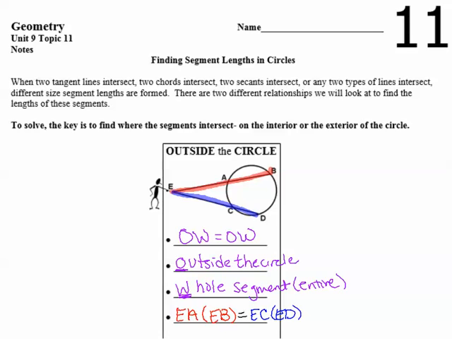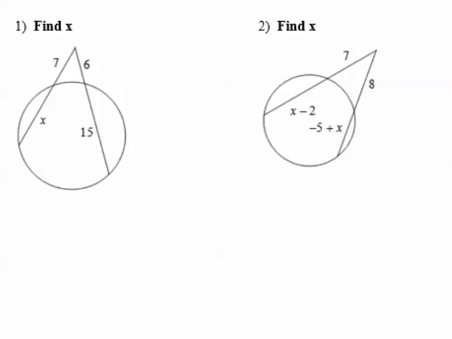So now let's look at some practice problems. If I look at the first practice problem, I'm going to highlight, once again, you can tell I like color coding. Here is my red segment, and here is my blue segment. So I'm looking at the red segment. If I set it up, the part outside the circle is the 7. The entire segment is the 7 and an x. I can't multiply. When I combine segments, I add, so I get 7 plus x.